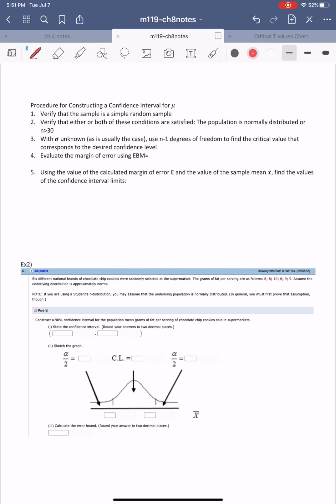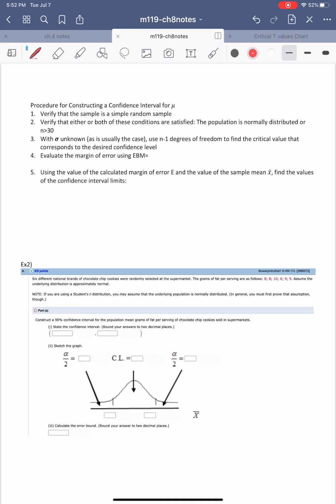So few things, I'll give you the formula, but also I'm going to be using the calculator to construct the interval. It should be pretty quick. Chapter 8 has all the calculator functions, so it's nice. You don't really have to use the formula. We have to make sure before we begin, your sample is picked randomly. Verify that either or both of these conditions are satisfied: the population is normally distributed or n greater than 30. Sigma is unknown, right? That's the important key point. Sigma unknown, we use t-distribution.